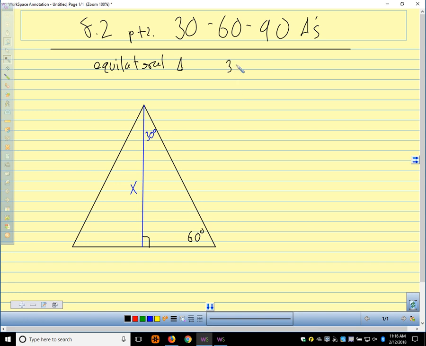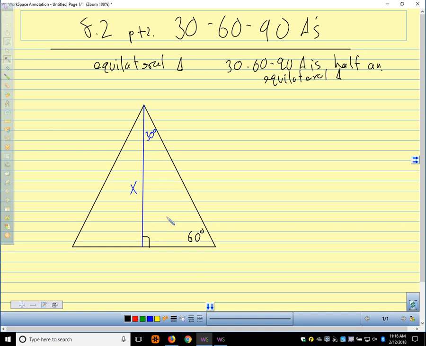So a 30, 60, 90 triangle is half an equilateral triangle, just like a 45, 45, 90 triangle is half of a square. And we're going to use that to figure out this length, this side x. So we're going to do the Pythagorean Theorem on this triangle.